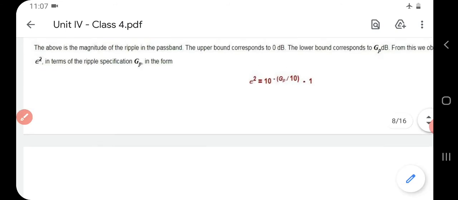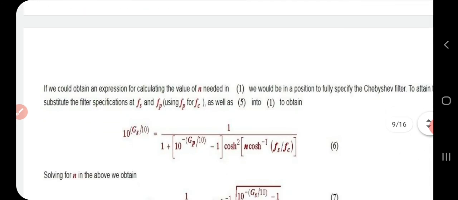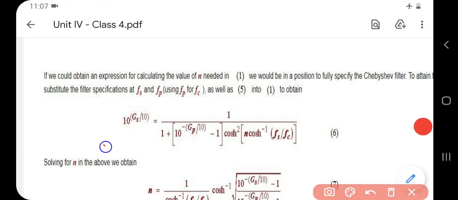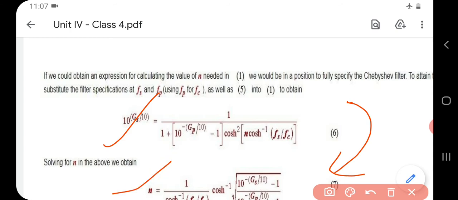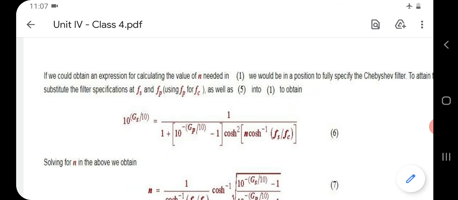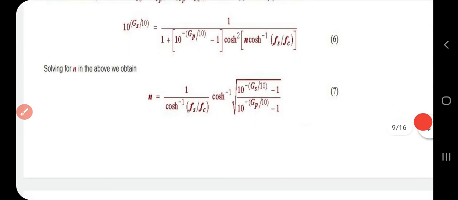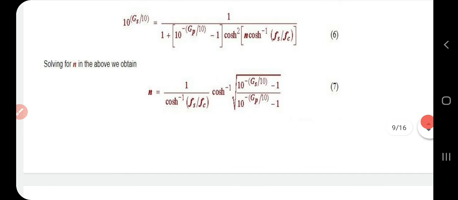This will be epsilon square plus 1 will be equal to 10 raised to minus Gp by 10. Either you can skip this expression and just write substituting equation 5 in 1 and using Fp for Fc, we get the expression for n as this, and you can directly go to this expression if it is difficult for you to study this. This expression for n, that is the order of the filter, is important, because it comes in various calculations, because this is how we decide the order of a filter that we are going to design.